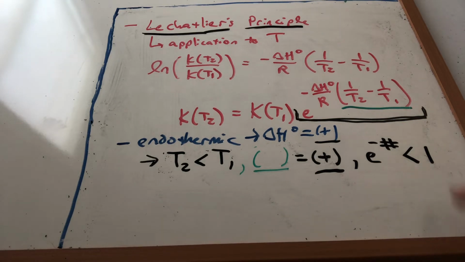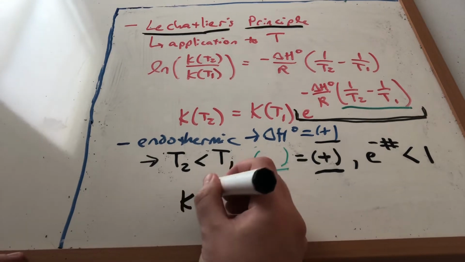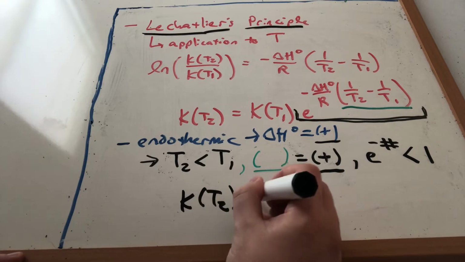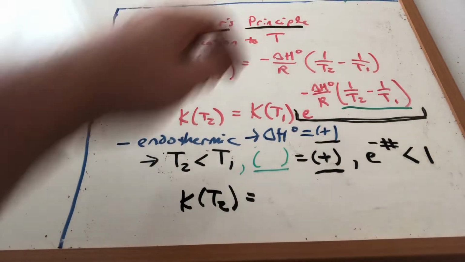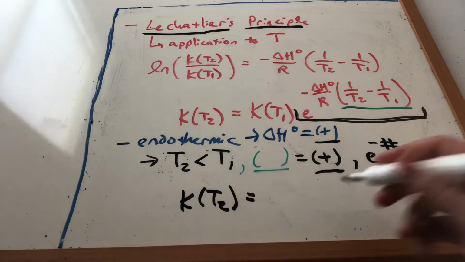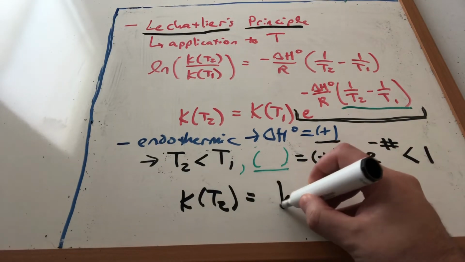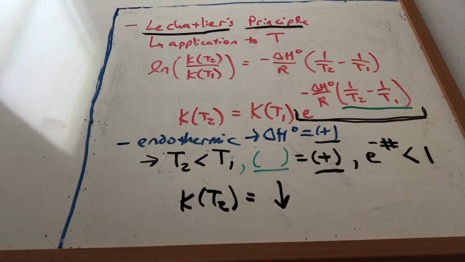So if I analyze this situation now, if I look at my K at T2, my new K, it looks like my old K at my original temperature times a number less than 1. So what has happened? It has gone down. And we can see that from the mathematical analysis.